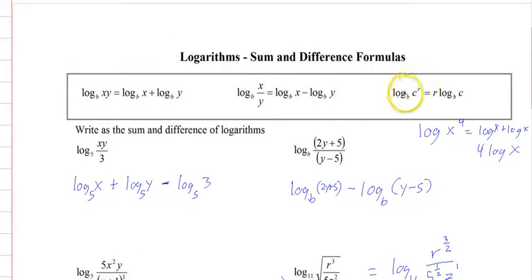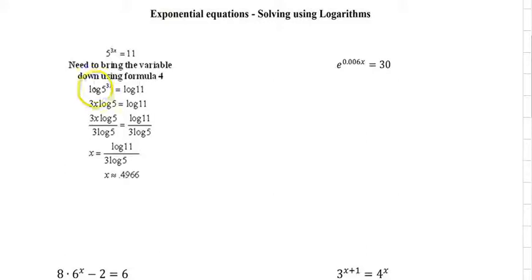If you have a log in front of this situation, you can take that exponent and put it right in front. So when we have these, we put a log on each side. So we take the log of the left and the log of the right, and that allows us to take this exponent and put it in front. Now we do not have an exponential equation anymore. We have an equation that we can solve. So we divide by 3 log of 5, plug it all in your calculator, and it gives us an answer.